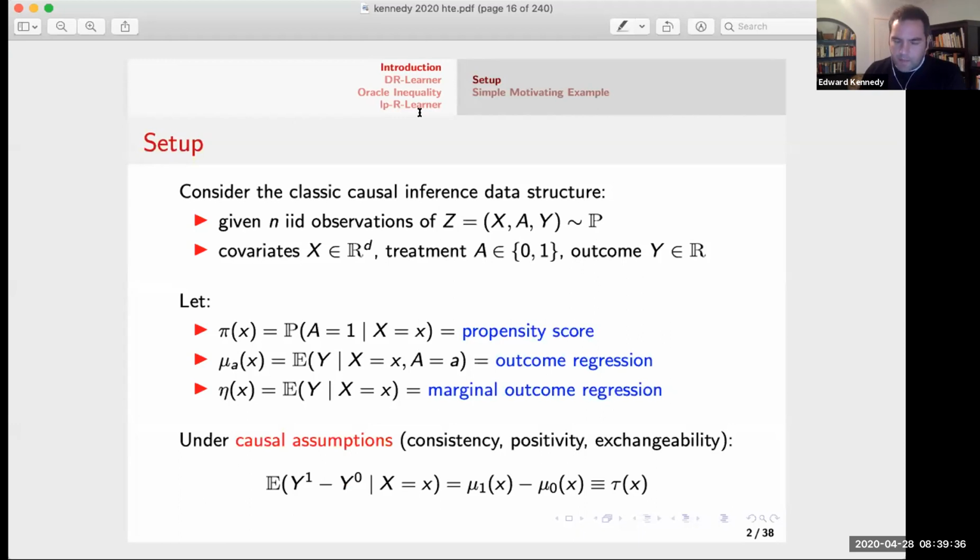This is a very simple object, right? It's just a difference in regression functions at two different treatment levels. You might think we know a lot about nonparametric regression. It's one of the problems in stats where there's a huge literature and lots of solved parts. It turns out that by taking a difference, it really changes the problem substantially. We'll see why in just a bit.